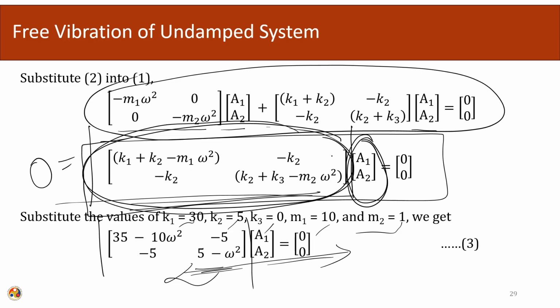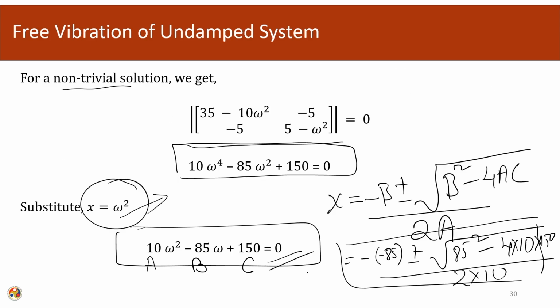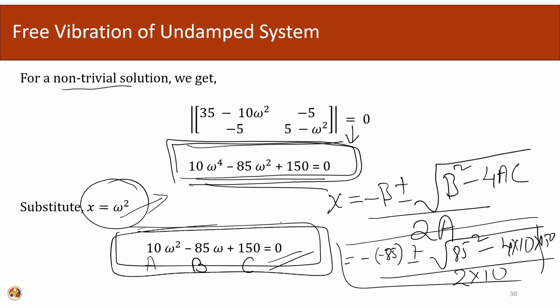Since a1 and a2 cannot be 0, otherwise there will be no motion in the system, we say that the determinant of this part is 0. Then we put down the individual numbers and wrote down the equation for the determinant, and from the determinant we changed this back into a quadratic equation.